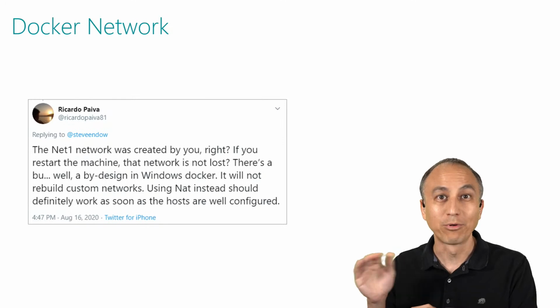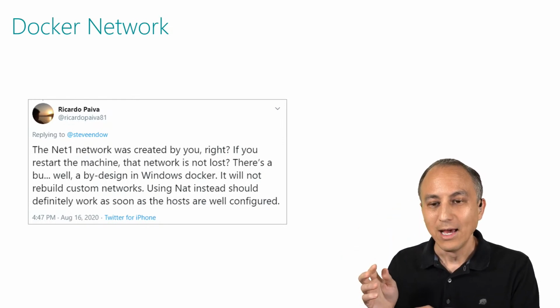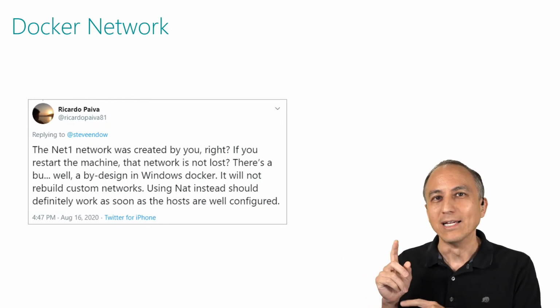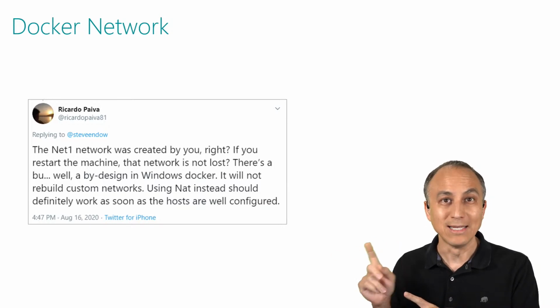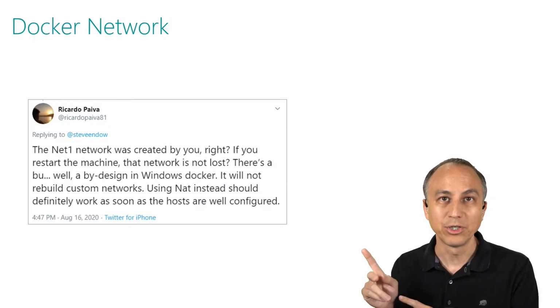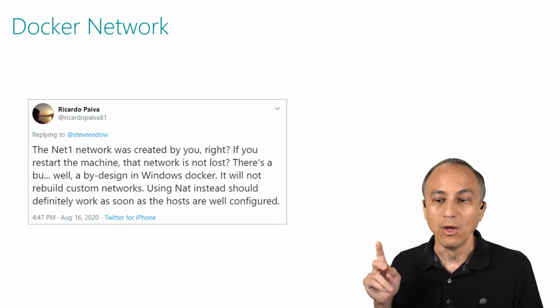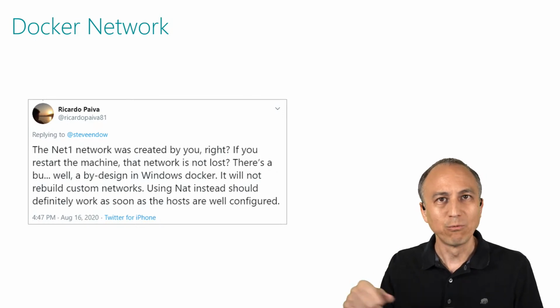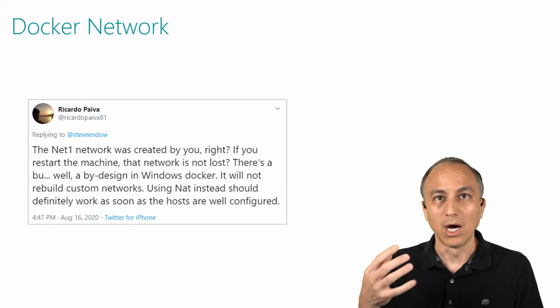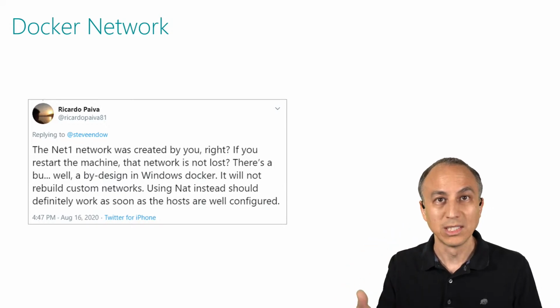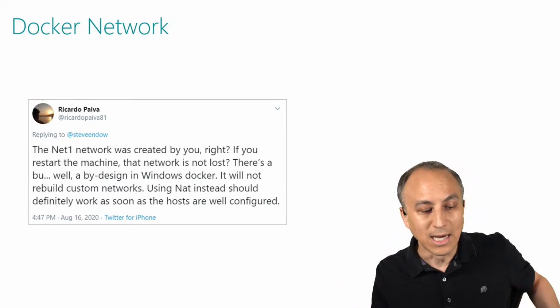Well, then Ricardo replied to me on Twitter. He noticed a prior tweet that I had sent where I was playing with this, and he reminded me of an issue that I did see. There was a GitHub issue related to Nav Container Helper where if you restart the host, Docker on Windows loses the network settings. And I did see that.